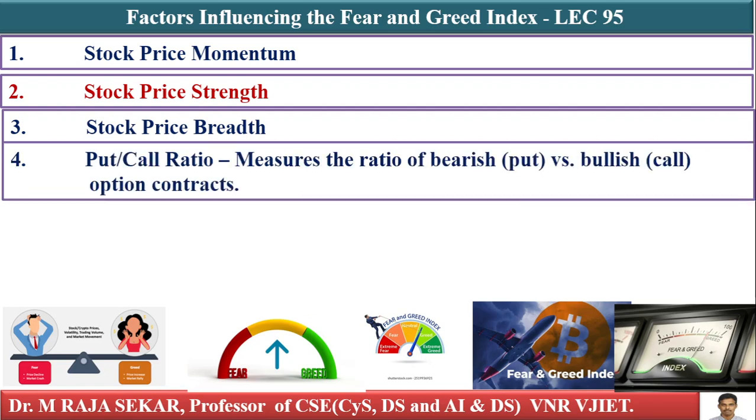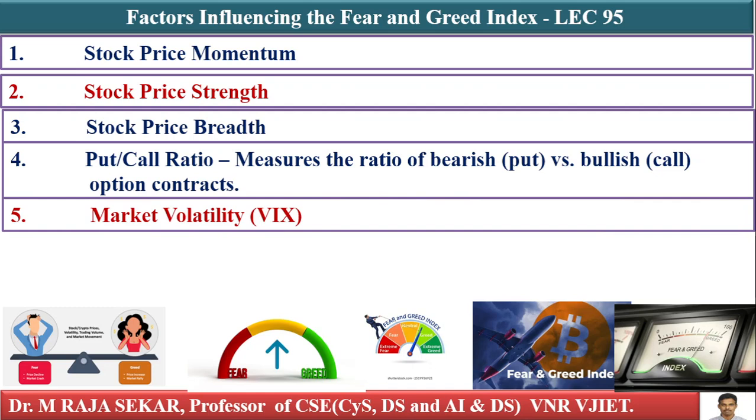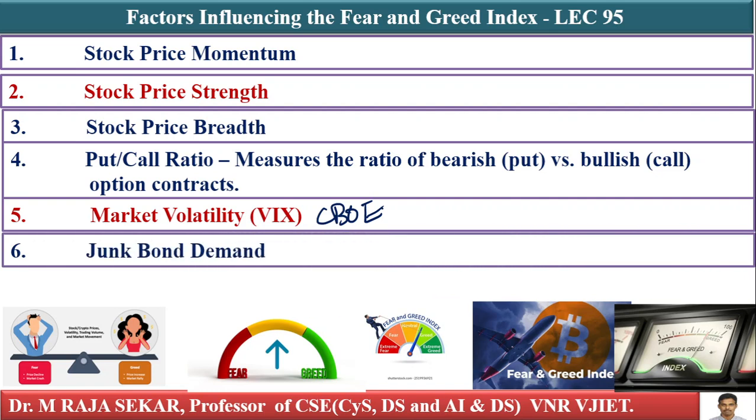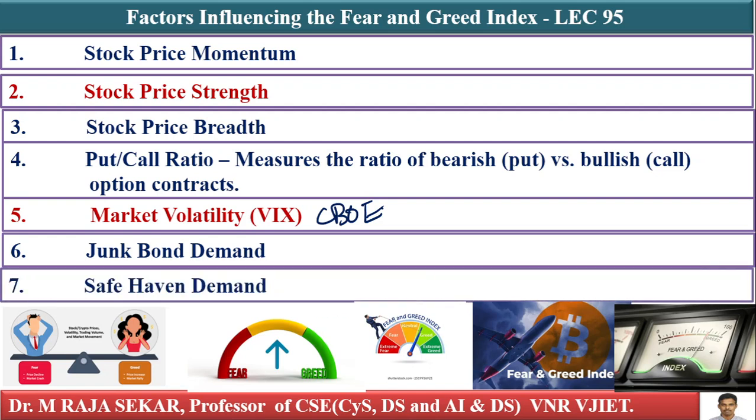Put call ratio, I will discuss what this put call ratio is in future classes. It measures the ratio of bearish, meaning put, versus bullish, meaning call, option contracts. Market volatility, VIX, the CBOE, we already discussed this one. This is the CBOE volatility index, which reflects the fear in the market. The junk bond demand: investors' appetite for riskier, high-yield bonds. Safe haven demand: compares returns of stocks versus bonds. Bonds mean flight to safety, isn't it?